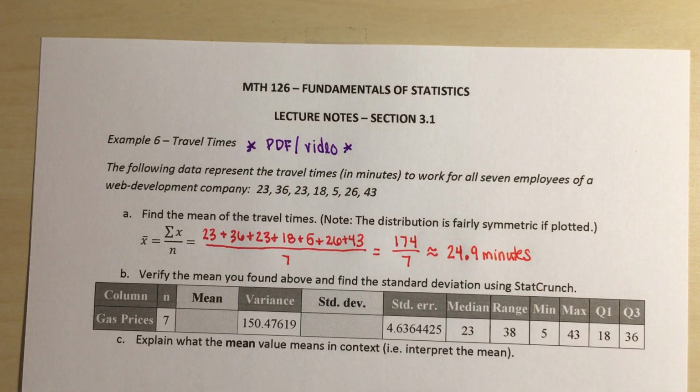So StatCrunch isn't really needed to find the mean. We can do a simple addition and division. You don't have to show a lot of work for these problems. If you want to use your calculator to do most of the work, that's totally fine.